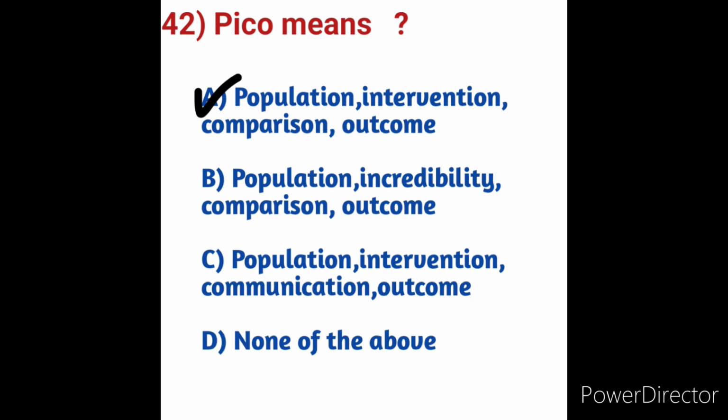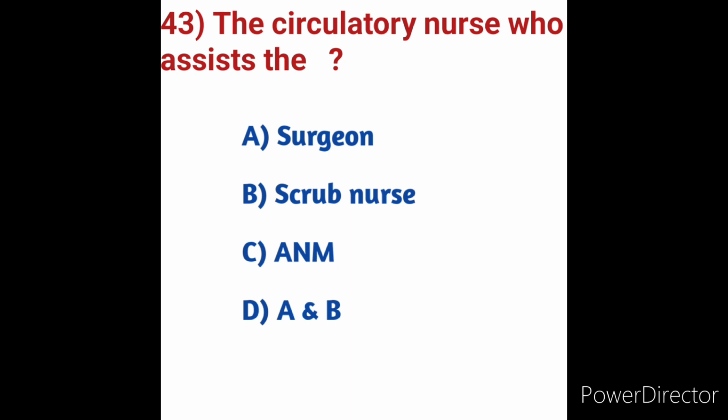Next we will move on to question number 43. Whom do the circulatory nurses have to assist? We will see here the options. Option A, surgeon. Option B, scrub nurse. Option C, A and M. Option D, A and B.